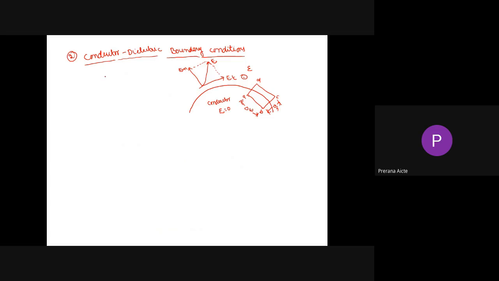From this diagram, first we have to assume that the conductor is a perfect conductor, that is the conductivity is equal to infinity, or rho is equal to 0. The material used for satisfying this condition, sigma equal to infinity, is copper or silver. Copper or silver are used as perfect conductors.